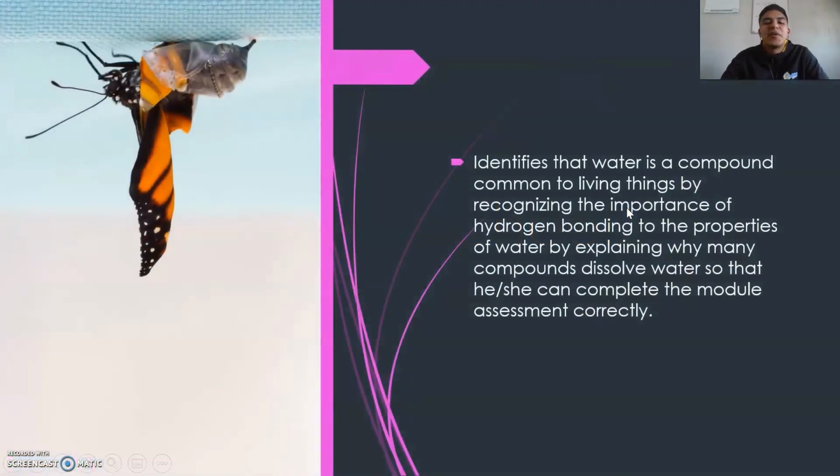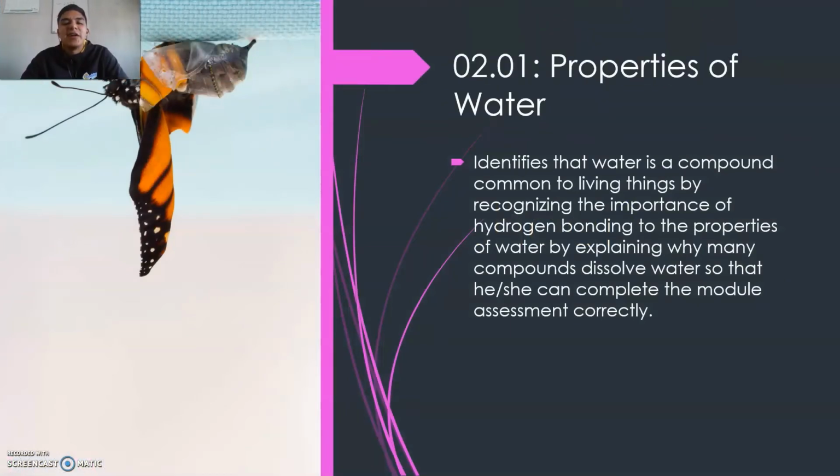Let's start with our presentation, and here you have our title, Topic 2.02, Properties of Water, and our ending mind. Identifies that water is a compound common to living things by recognizing the importance of hydrogen bonding to the properties of water, by explaining why many compounds dissolve in water so that he or she can complete the module assessment correctly.